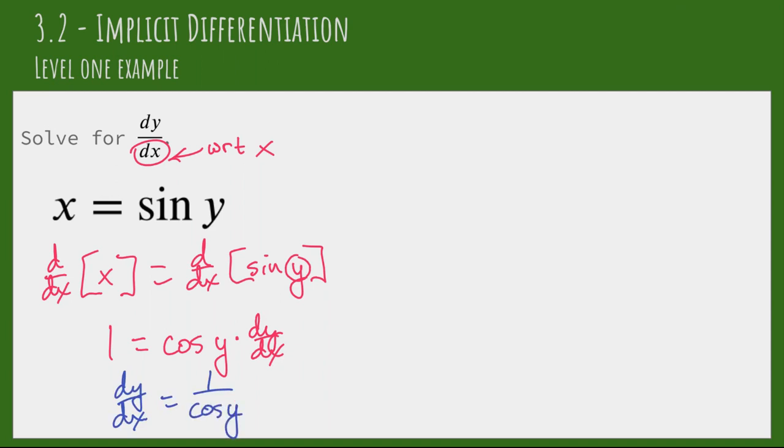And I want to point out that normally, up to this point, our derivatives have all been in terms of x. So dy dx equals some stuff with x in it. It's okay with implicit differentiation because we're dealing with implicit relations that mix x's and y's together, not necessarily as functions. It's okay that y is in our answer here.